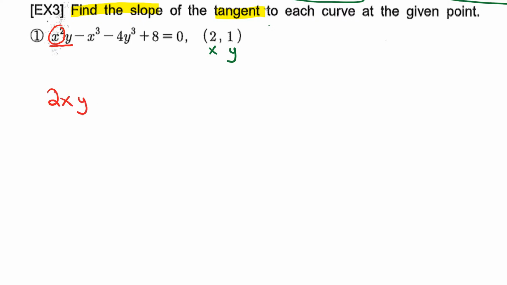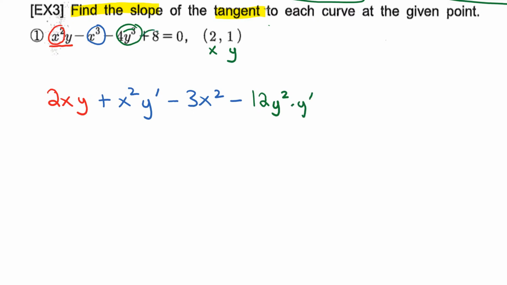2x times y. And then the product rule states that I need to add the first term times the derivative of the second term, which is going to be y prime. And then there's a minus x cubed. So the derivative of x cubed is 3x squared, minus, and then the derivative of 4y cubed is going to be, well, 4 times 3 is 12, so 12y squared. And the chain rule states that I need to take the derivative of y, which is going to be y prime. And then the derivative of 8 is 0, and on the right-hand side, the derivative of 0 is 0.